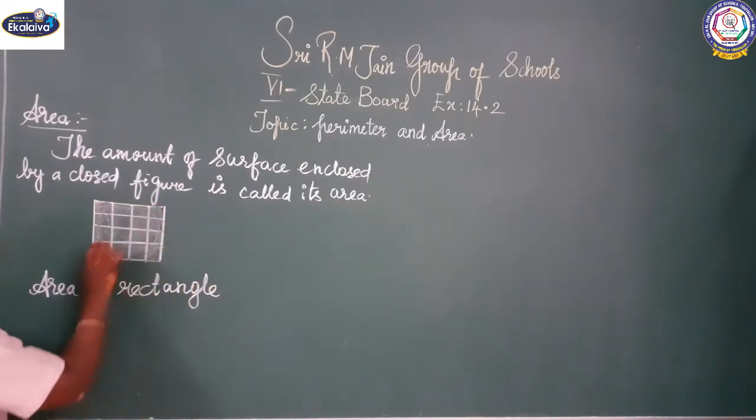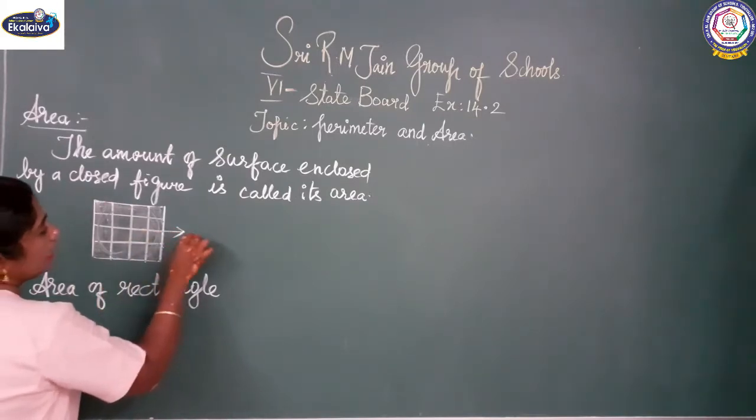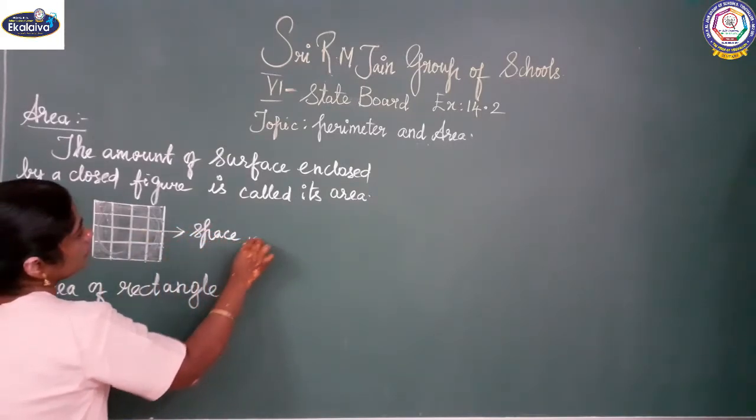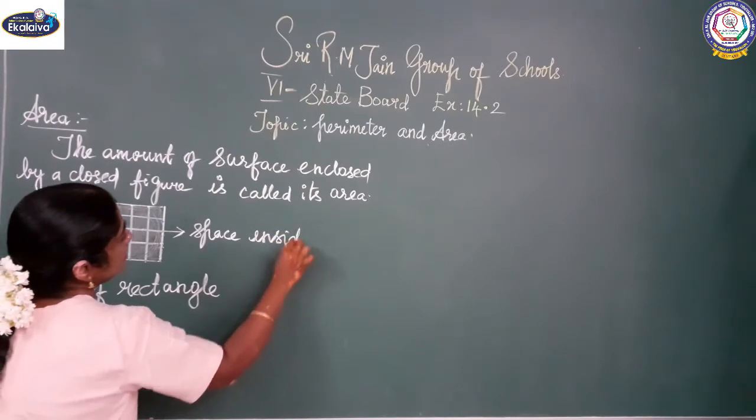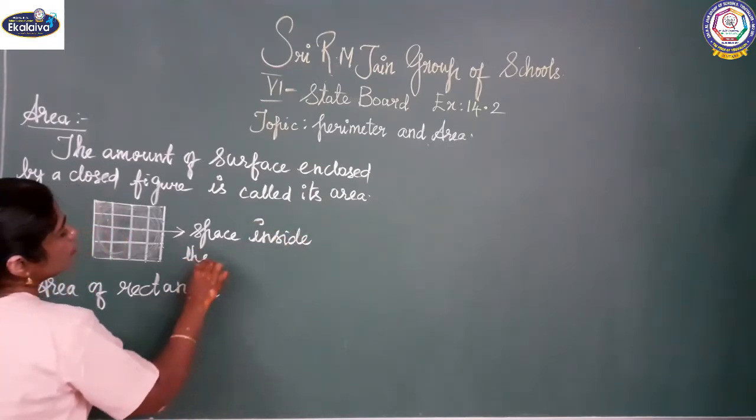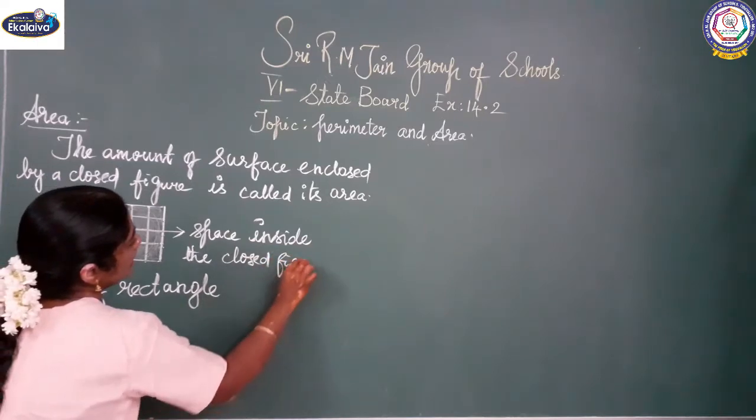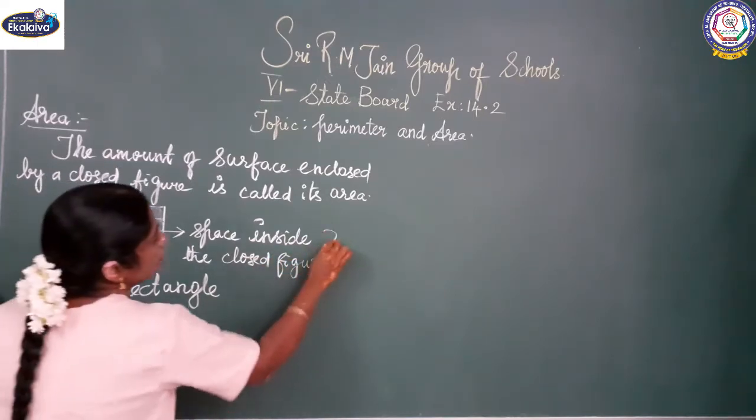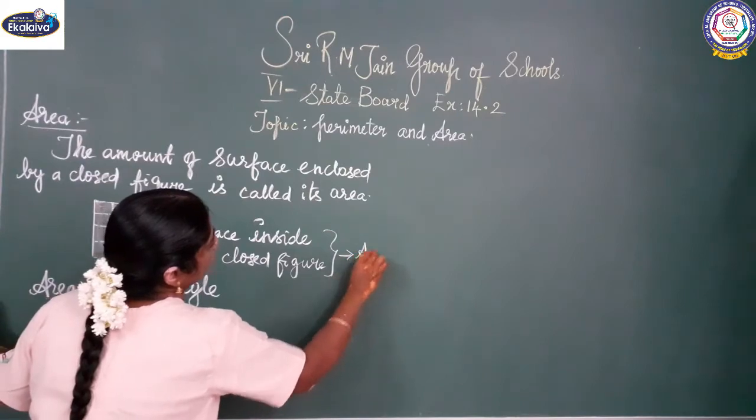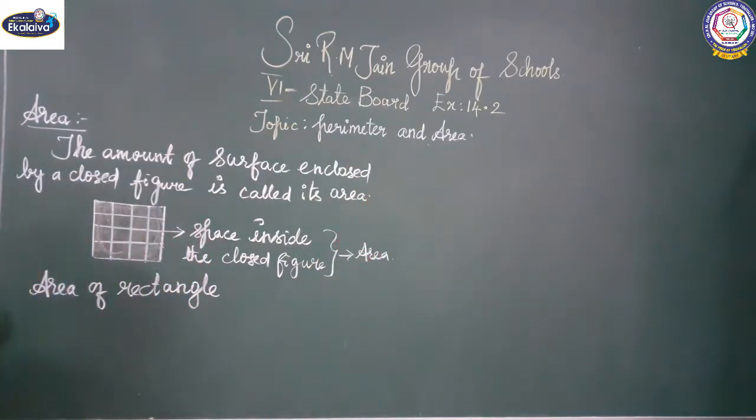Space inside the closed figure, I can say, is the area. Got it? Now see, for the rectangle and for the square I am going to find out the area.